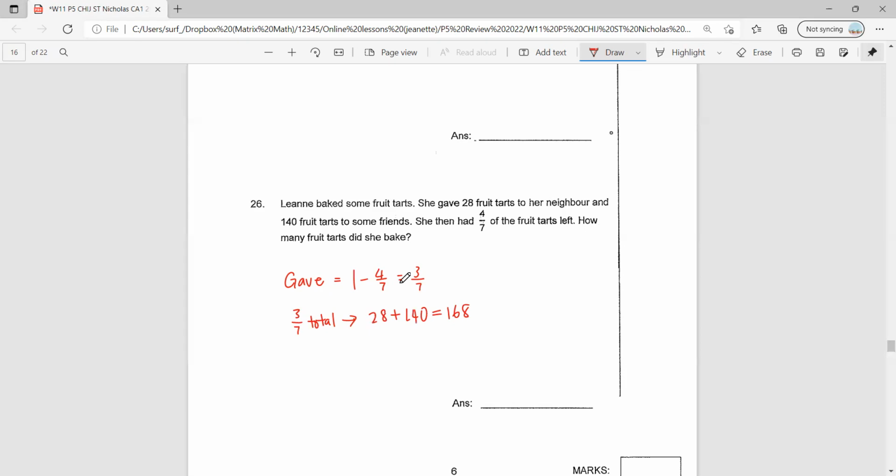You want to find how many did she bake? That's like the total at first. So this is 3 sevenths. I find 1 seventh, then I find 7 sevenths. So 168 divided by 3, that will be 56. Then 7 sevenths, you have to times 7. And you do your working, you should get 392.